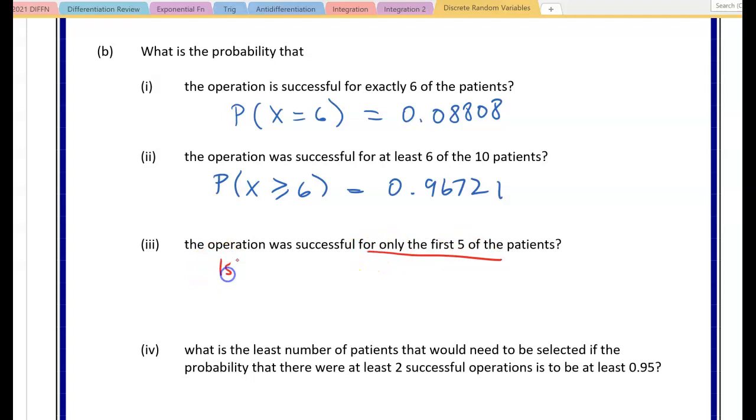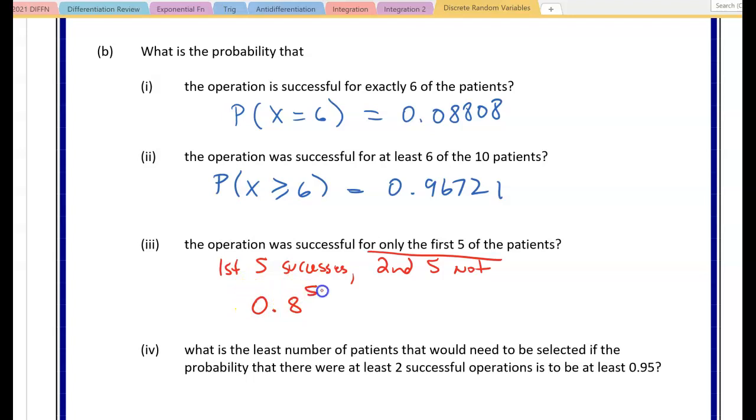First 5? It's correct. It's the first 5, not any 5. So the first 5 were successes, and then the second 5, not successes. So we've got to fix those probabilities. You cannot use the binomial for this. So you've done examples like this before.